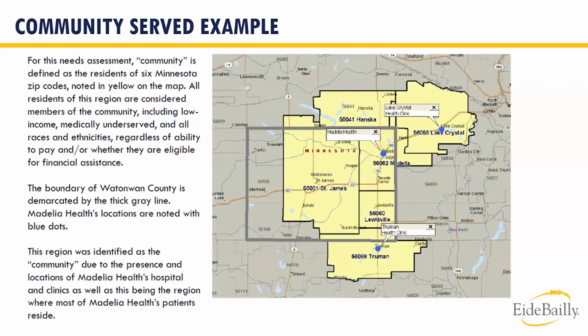This is just an example of a report that we have done where we define the community served. You'll see here that for this one, community was defined as all residents within 6 Minnesota zip codes, which are noted in yellow on the map. We indicate that we included all members of the community, regardless of their ability to pay, whether they were eligible for financial assistance. We then show the boundary of the county where the hospital is located.